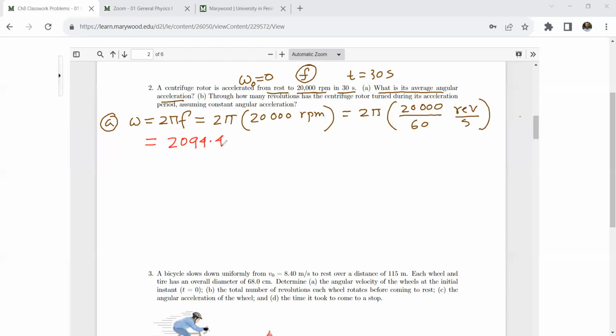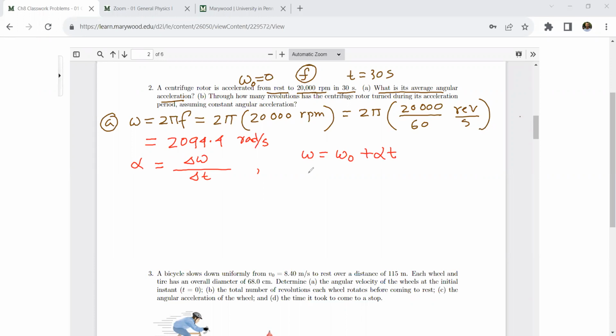So I get 2094.4. When you multiply by 2 pi, it becomes rad per second, because omega's unit is radian per second. So this is omega. Now what is alpha then? Alpha can be determined either from delta omega over delta t, or you can also use omega equal to omega 0 plus alpha t. Both will give you the same thing.